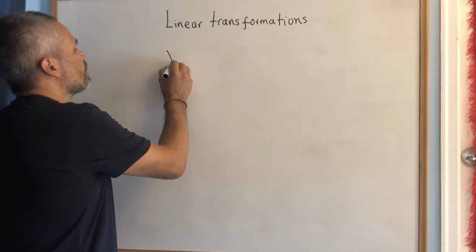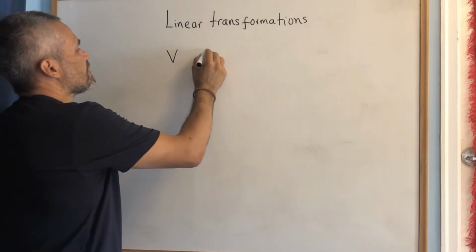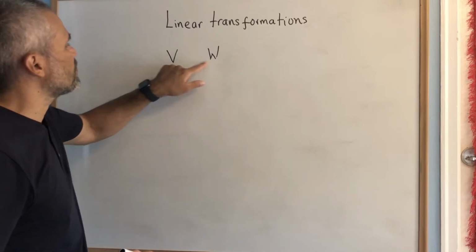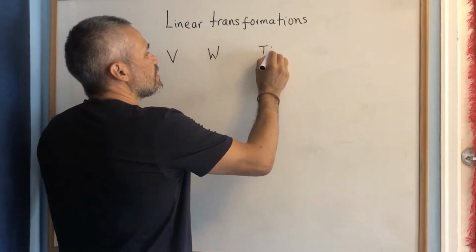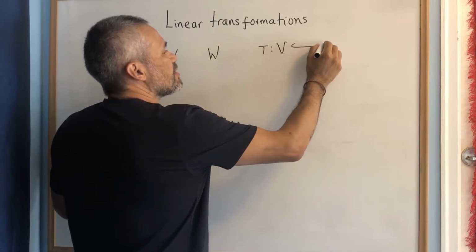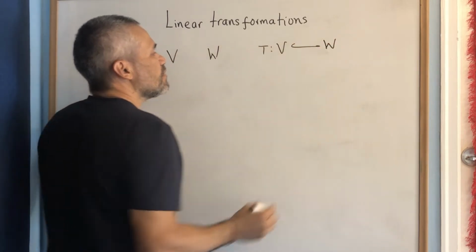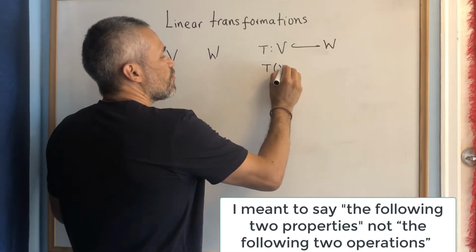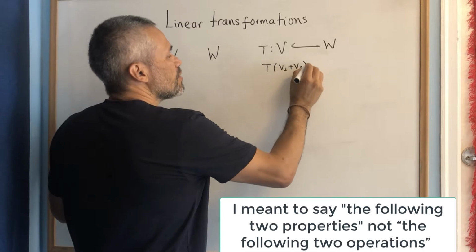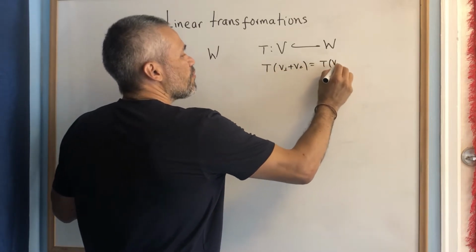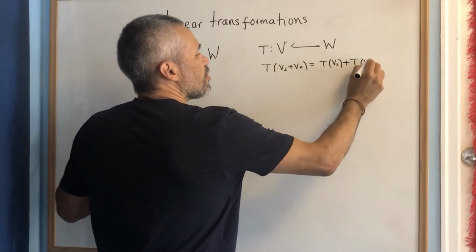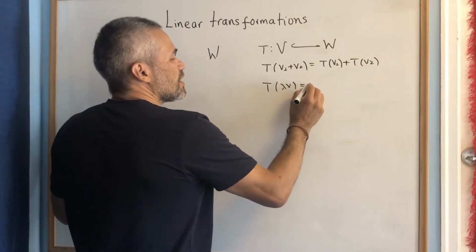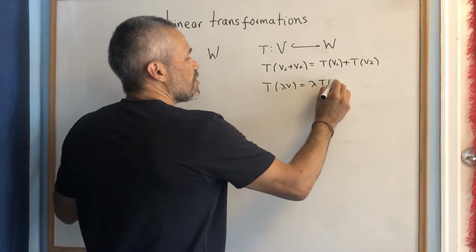Let's assume that we have two vector spaces, this vector space V and this vector space W. A linear transformation from V to W is a function that takes vectors in V into vectors in W, and that it satisfies the following two operations. T of v1 plus v2 is equal to T of v1 plus T of v2, and T of lambda times v is equal to lambda times T of v.